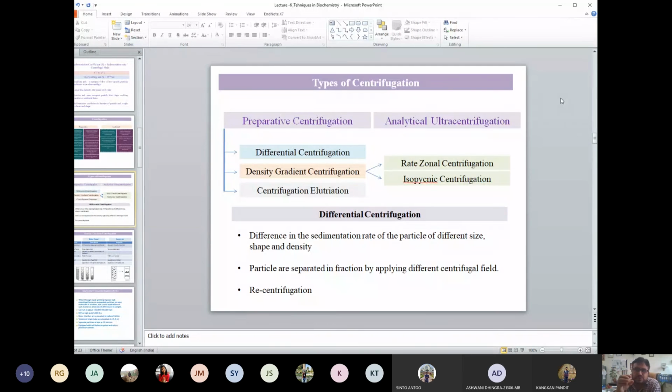So once you centrifuge, you separate a specific particle, then again you go for another centrifugation, and again you separate a specific particle. Based on the difference in the size, shape, and density of the particles, and based on the difference in the centrifugal field, you can easily separate different fractions of particles present in your solution. This differential centrifugation is very common in most of the labs.